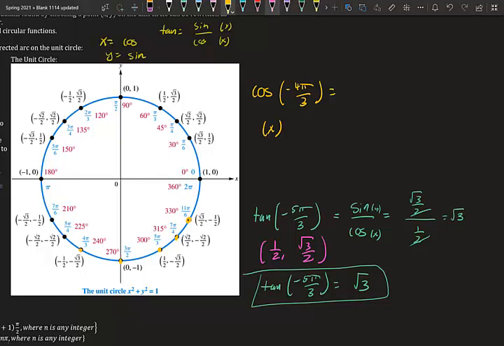So now in the positive direction, I'm going to go 5 dots. So starting at 0, 1, 2, 3, 4, 5. So this is the point we're going to use. So the cosine of that point is negative 1/2.